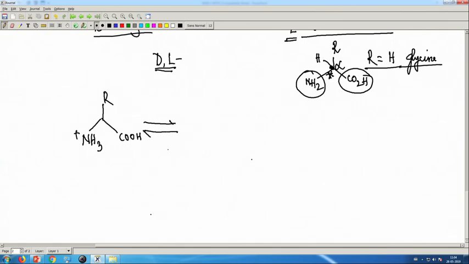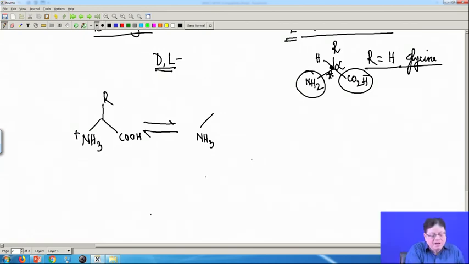As you raise the pH, that means you are adding alkali, what will happen? Now the question is, you have two acidic hydrogens: the CO2H hydrogen is acidic, and the NH3 plus hydrogen is also acidic. One of these will come out first, and obviously this CO2H has a lower pKa value. So that will be abstracted by the base and will be present as CO2 minus, and this will be the structure of the amino acid.